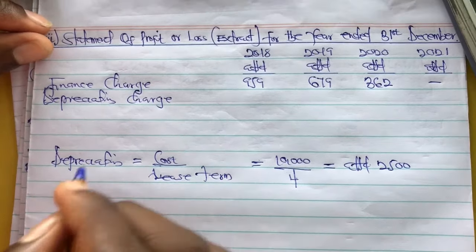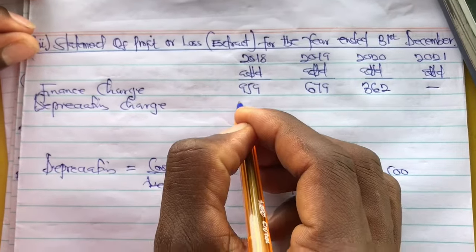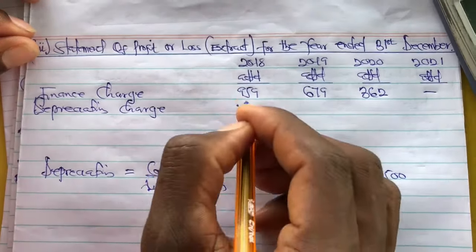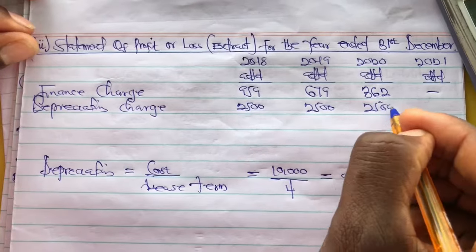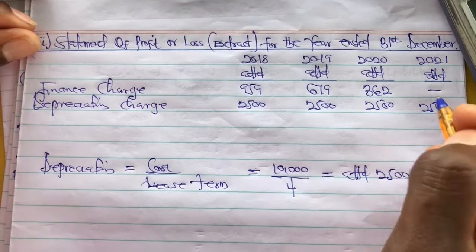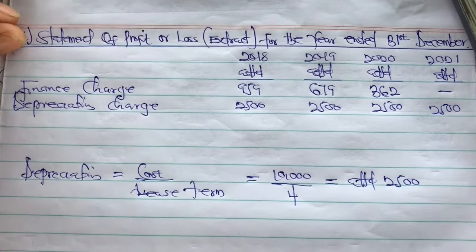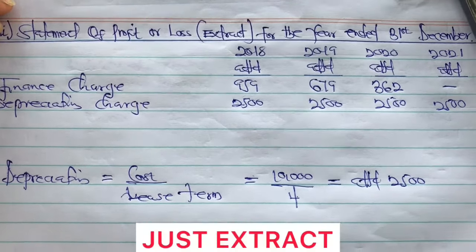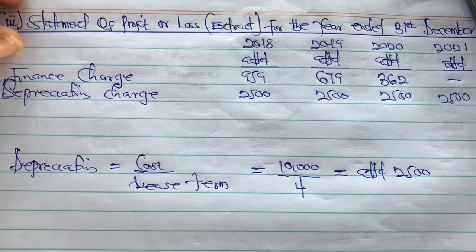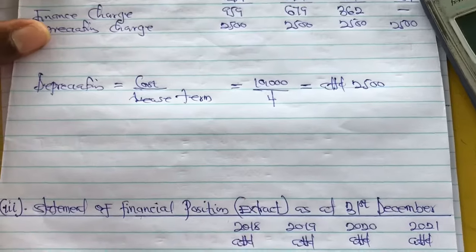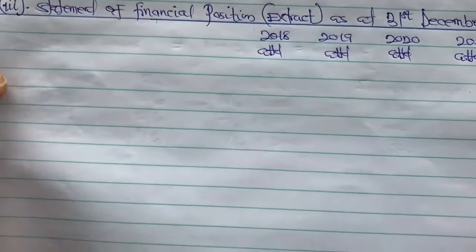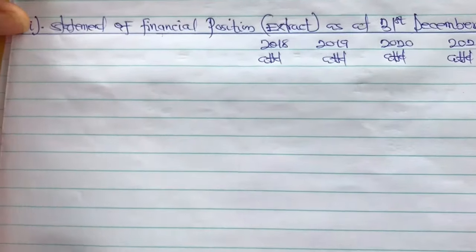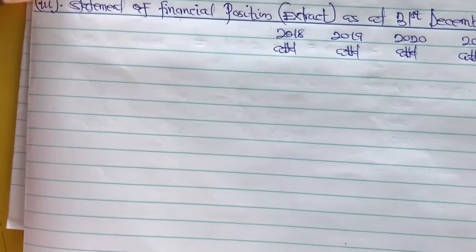Is that clear? So when we come to the statement of profit or loss, we will represent each year with a depreciation amount of 2,500, 2,500, 2,500, and 2,500 as annual depreciation for each year. So we are done with the statement of profit or loss. We represent the finance charges and the depreciation charges as well. So let's now move to the statement of financial position. Is that clear? So with the statement of financial position, we are classifying the leasehold musical instrument under property, plant, and equipment.